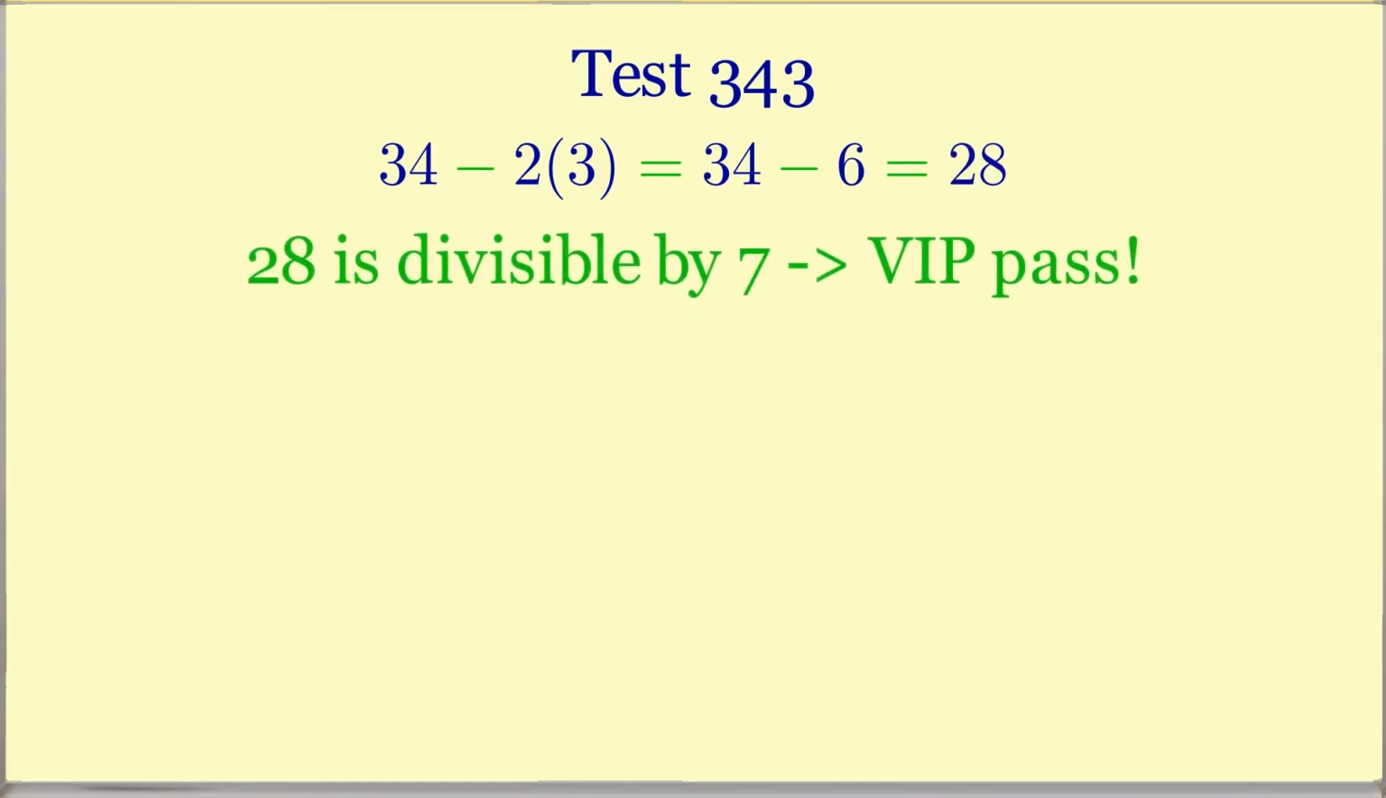Testing 343. Chop off the 3. Double it to get 6. Subtract from the rest. 34 minus 6 equals 28. Since 28 is a clean, recognizable multiple of 7, we know for a fact that 343 is perfectly divisible by 7.